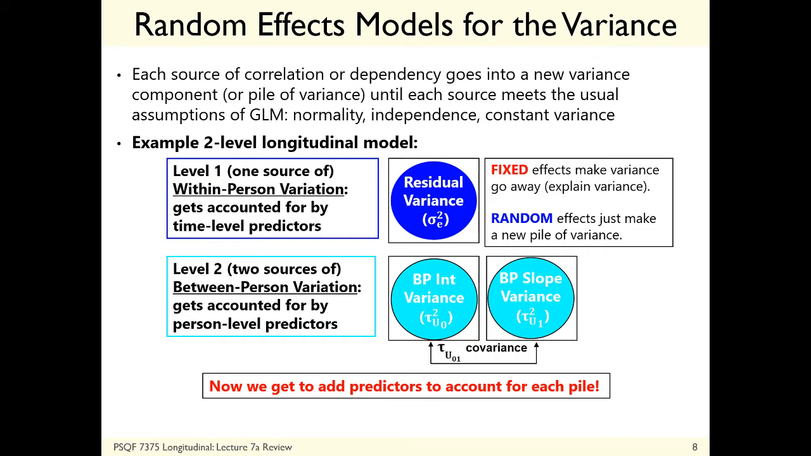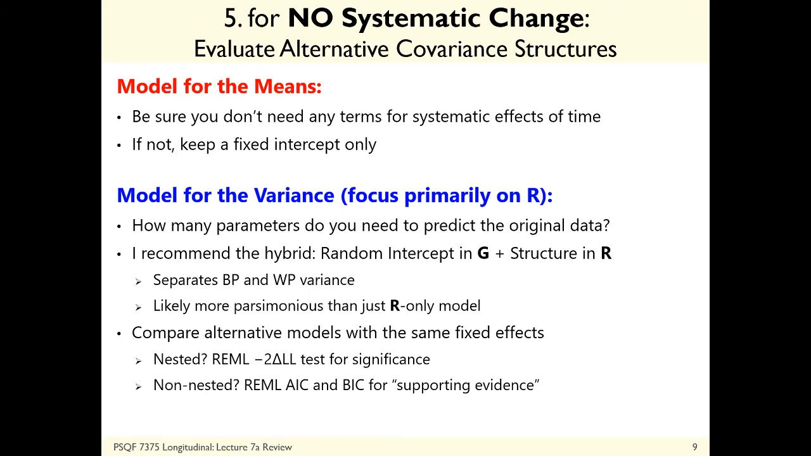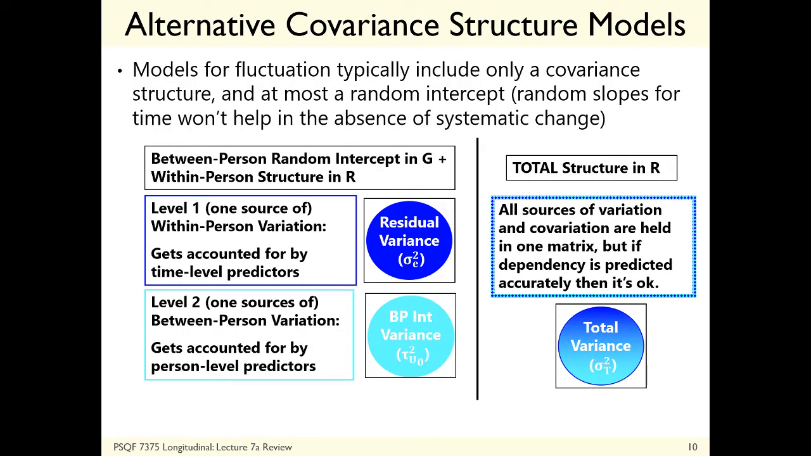If there's no systematic change, we may or may not need any random effects. Maybe just an intercept, maybe not. We may not need anything in the model for the means for time. So whether or not we have a level 2 random intercept or we just have some other kind of structure in the R matrix that doesn't have an intercept, that's okay. We can still test the effects of whatever kinds of predictors that we want.